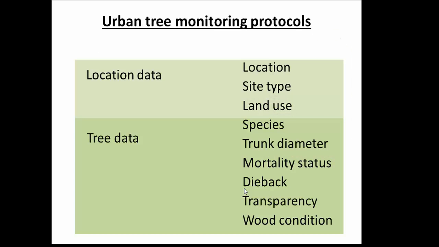So here are the variables included in this study in the minimum data set. For location, it's getting an accurate location of that tree, also the site type and land use affiliated with that planting site along the sidewalk. For tree data: species, trunk diameter, which is diameter at breast height, or DBH, mortality status, and then dieback and transparency of the crown, as well as wood condition.